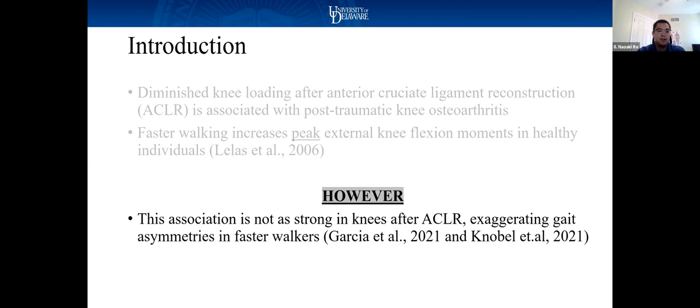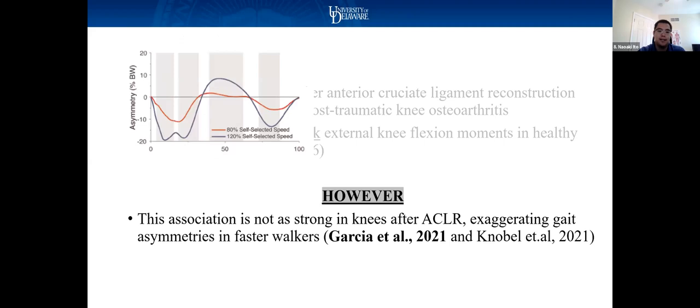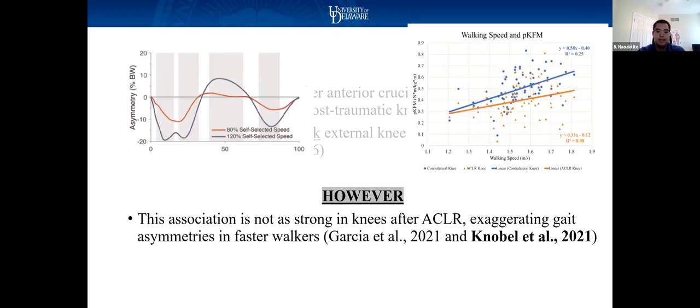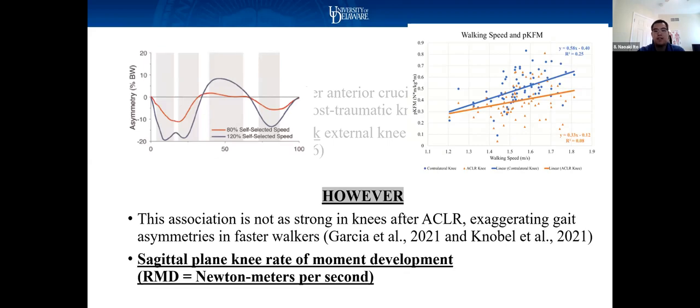However, this association is not as strong in knees after ACLR, exaggerating gait asymmetries in faster walkers, as seen by Garcia et al. in 2021 and Noble et al. in 2021. Quantifying the knee rate of moment development, represented by the slope of the knee moment curve, or what is happening leading up to these peaks during different portions of the weight acceptance phase of gait, and studying the association with gait speed may assist in understanding altered or asymmetrical peak moments. This may explain the differential effect of gait speed observed in knees after ACL reconstruction.